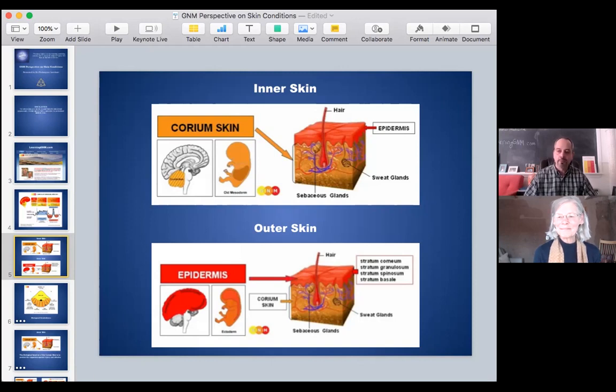A human animal. We are a human animal, and we share these biological programs with all living creatures on this planet. And so our animals also experience skin conditions, as you know. And so we share these biological programs with other animals. And so this connection that we have also deepens with the learning of GNM.